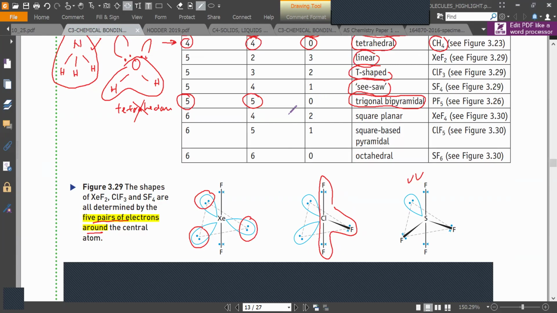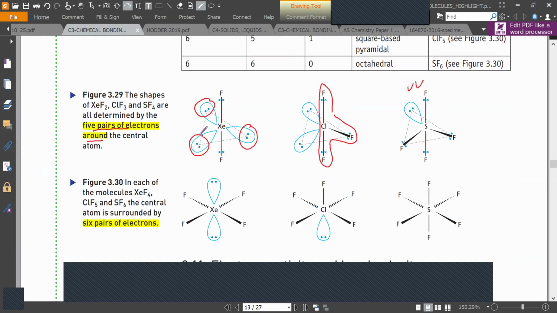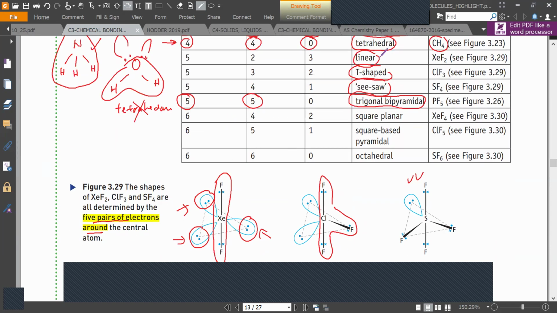When we have the 3 lone pairs, the lone pairs will take up what we call the horizontal position, because it will give them more space. They will take up the horizontal position, so the rest will be like this. So this is linear.